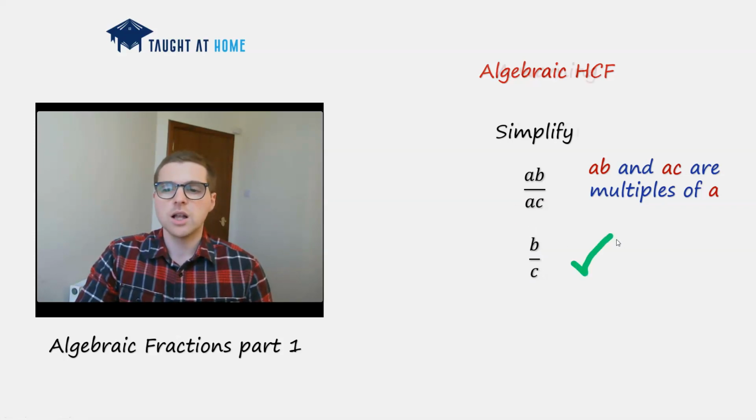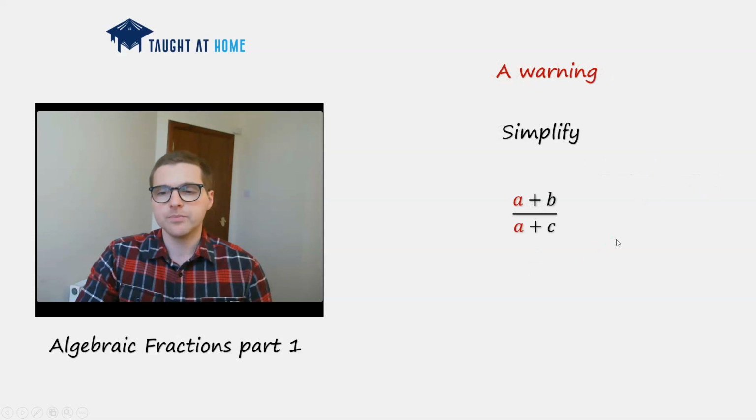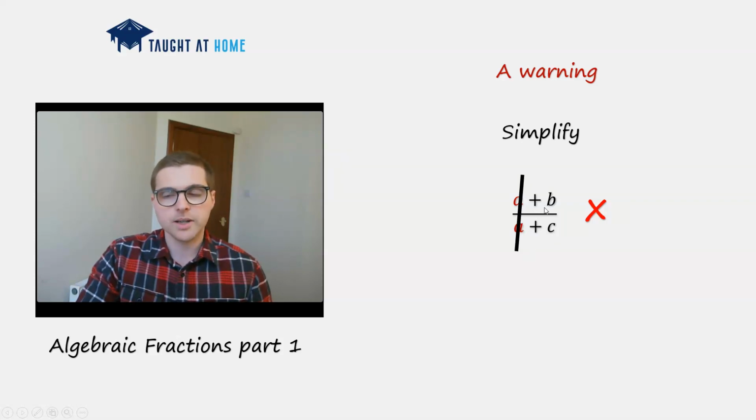Okay, so there is a warning here. We can only cancel out if the factor is actually being multiplied by the pronumeral or the number. In this case, we've got A plus B and A plus C. We can't do this and cancel out the A's. That would be wrong because they are being added to the B and it's being added to the C there. This only works if we're multiplying, so it's only if it's a factor. Here, A isn't a factor.